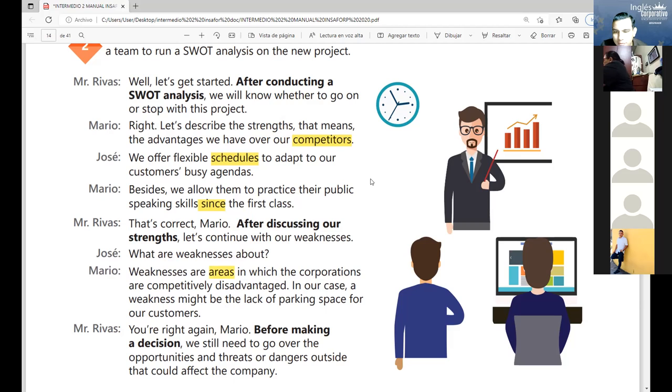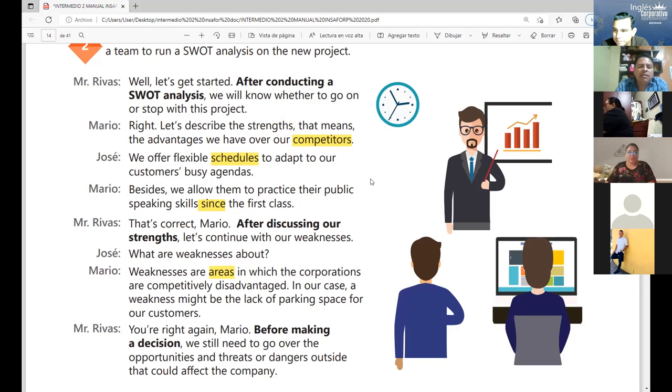Group number three, Miss Lady and Mr. Ospin Flores. Okay, Lady, you are Mr. Rivas. Rivas and Joseph. And you, Mari. Okay.